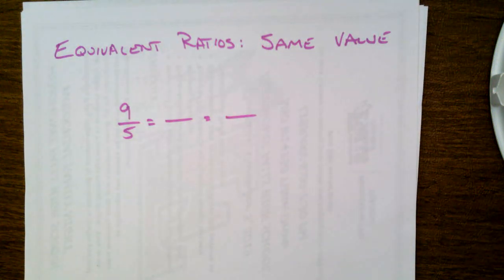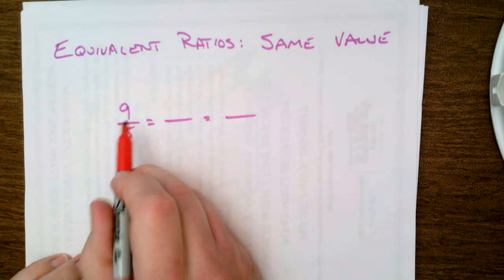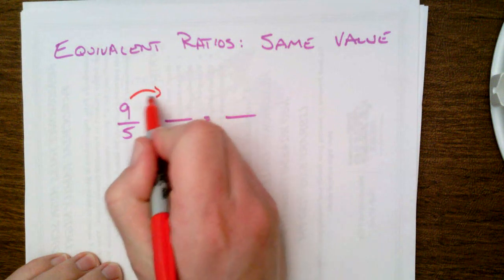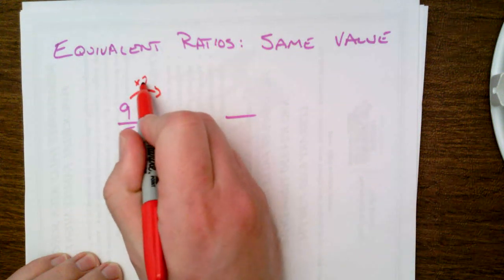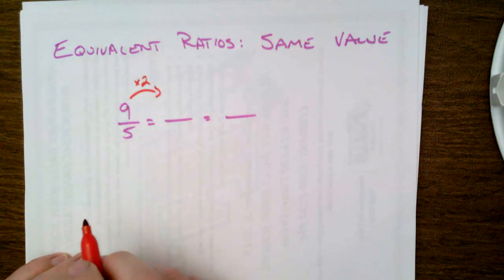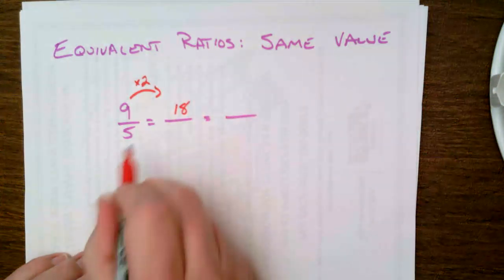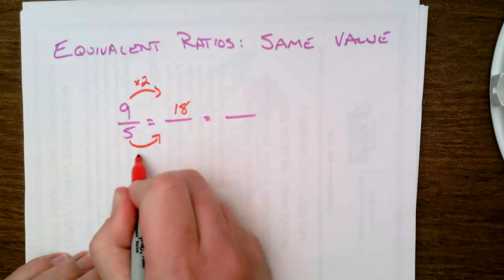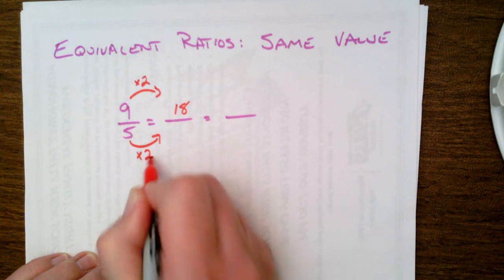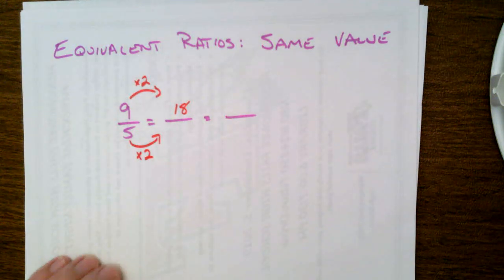The next definition to talk about is equivalent ratios. Equivalent ratios are just two different ratios that have the same value. So for example, I have 9 to 5 right here, but if I were to multiply the top by 2, my numerator by 2, I would get 18. If I do the same thing on the bottom, multiply 5 times 2, I would get 10.